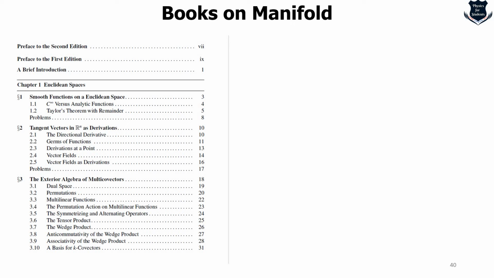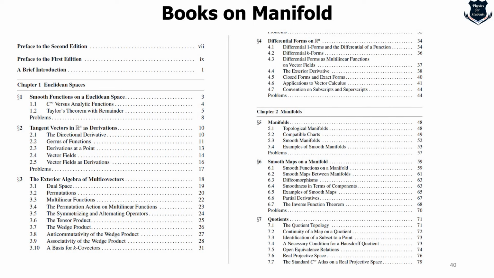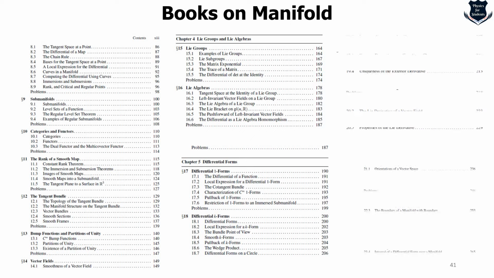So smooth functions on Euclidean spaces, tangent vectors, then it covers exterior algebra, dual space. Chapter 1 is basically Euclidean space. And that is what mesmerizes me, because the book makes you ready before going into chapter 2, which is manifolds, smooth maps, as you can see from page 48 it starts. But before going to that page, it gives you a very good understanding of Euclidean space. And that is the brilliance of this book, as well as Professor Loring W. Tu too. So submanifolds, categories and functions, all those things are required.